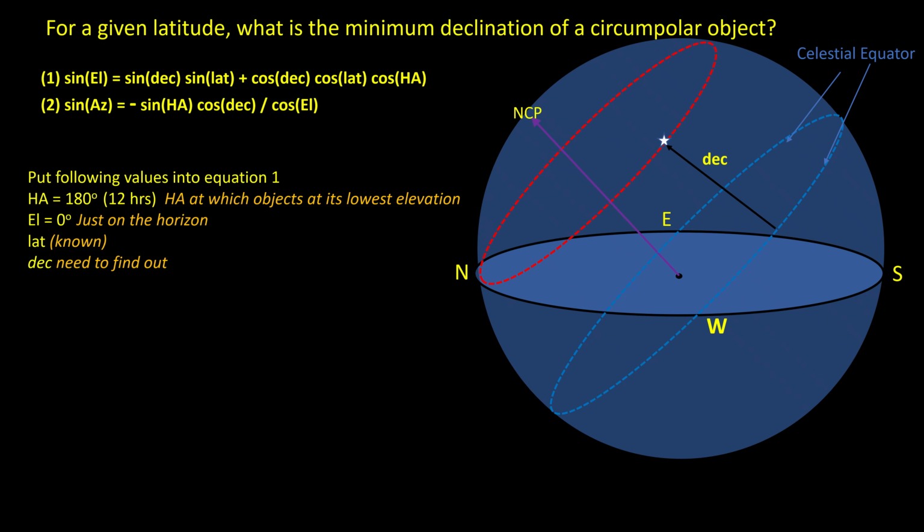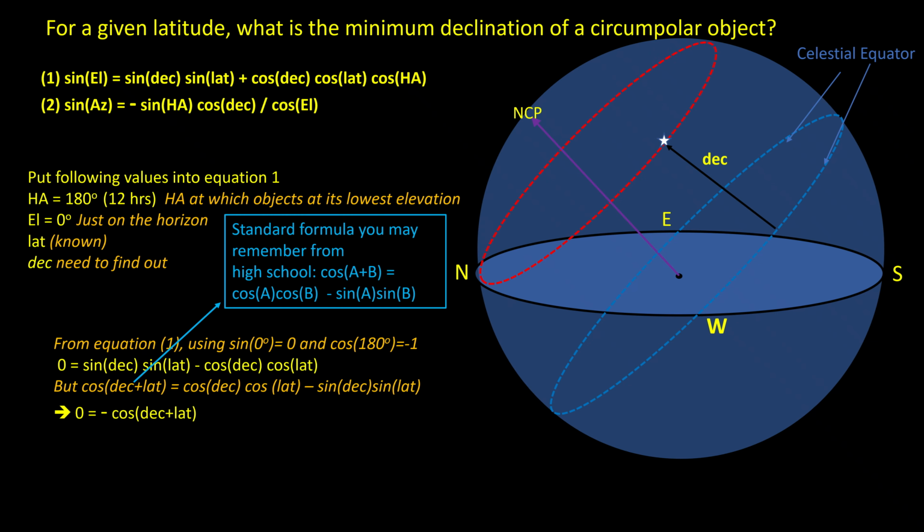So putting these numbers into the formula, we get 0 equals sine dec times sine lat minus cos dec times cos lat. And we know from high school that cos(dec plus lat) equals cos dec cos lat minus sine dec sine lat. So the cosine of 90 degrees is 0, so dec plus lat equals 90 degrees. So the minimum declination is the latitude subtracted from 90 degrees.